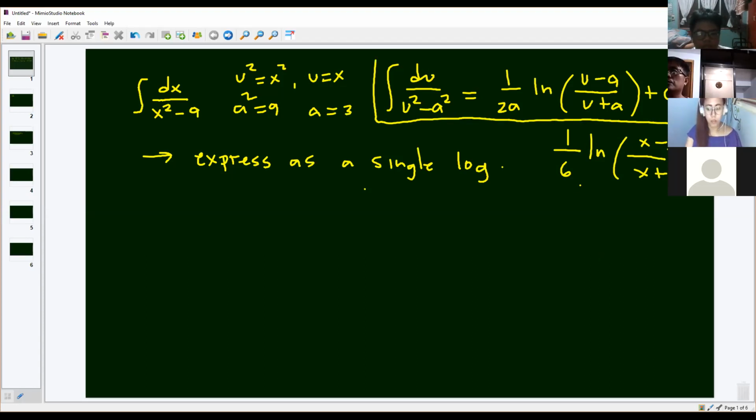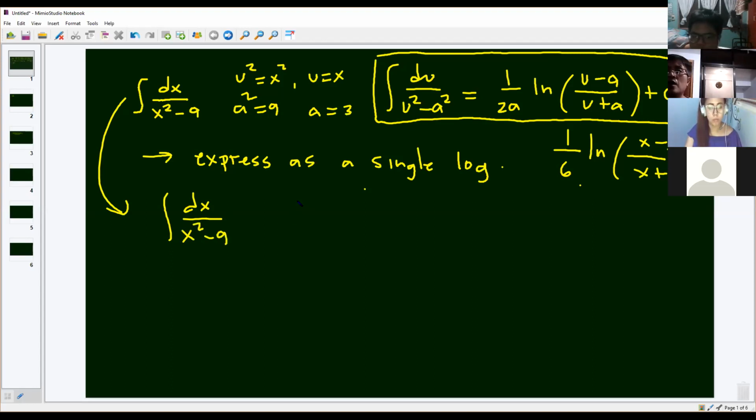Pero, syempre, kahit hindi nyo alam yan, you can still do this because of techniques. And yun na nga yung unang technique natin, which is partial fractions. You can express x squared minus 9 as x plus 3, tapos x minus 3. The integral as a sum of two simpler fractions, thus the sum of two integrals, then dx, then dx.